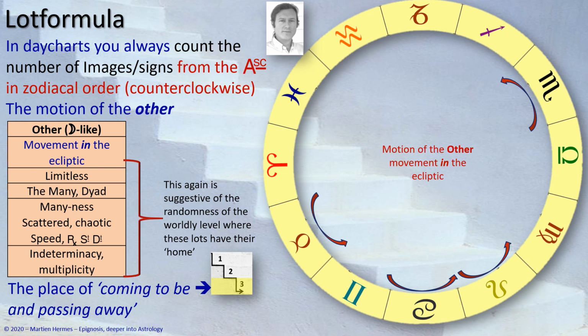This also has something to do with Plato, who said that this worldly level is the place of the errant cause, and the errant way in which the planets move is shown by the motion of the other, the motion in the ecliptic. The movement of the planets there can vary greatly. Their speed differs. They can be walking backward, they can be walking forward, they can be visible, they can be intense because of their nearness or proximity to the sun or their distance from it. So this is really a very interesting philosophical principle as reflected in this principle of moving the lot formula in the zodiacal order, which is counterclockwise.